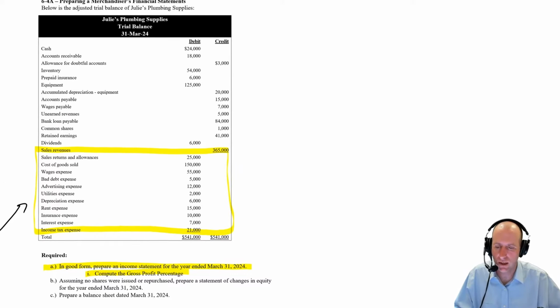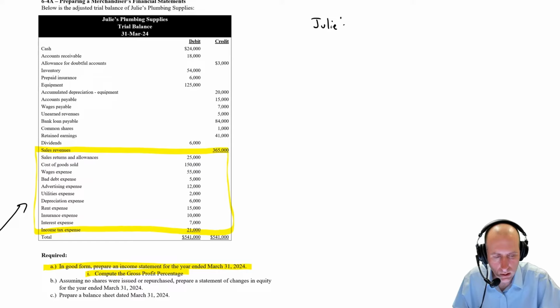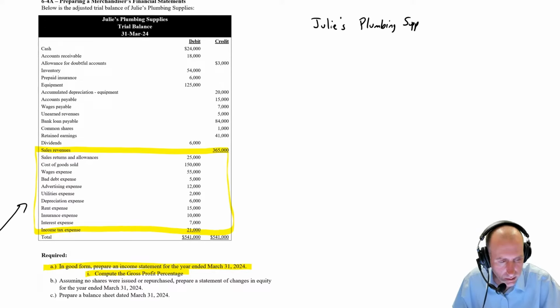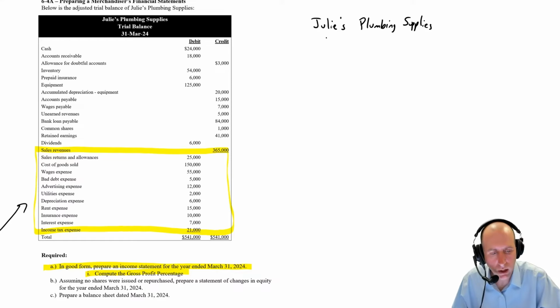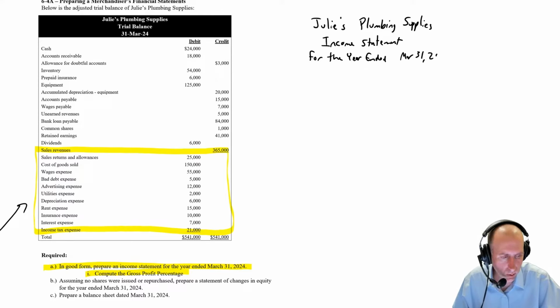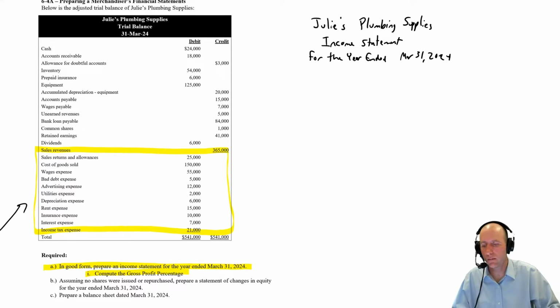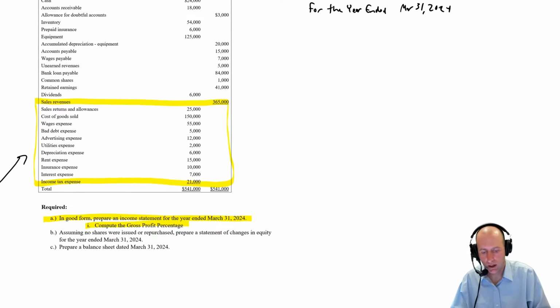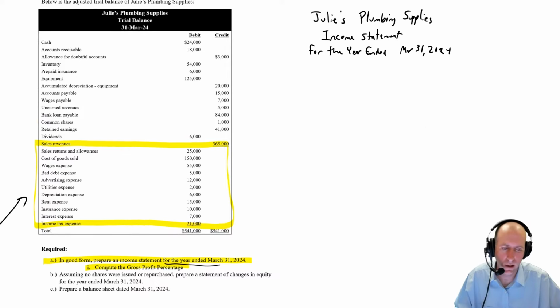So let's start with a title. This is called Julie's Plumbing Supplies. We are doing an income statement. And these things get dated for the year ended and then the date, which is March 31st, 2024. How do I know it's for a year and not a month? Because the question says for the year. So that's how I know.